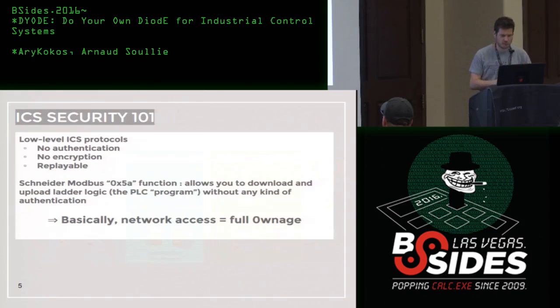And I suggest we continue by introducing the security level nowadays of ICS. So here again, I'm oversimplifying just for the sake of introduction. The problem we have in ICS security: the PLCs, when they talk to each other or when they exchange information with the SCADA network, they use specific protocols. We can say Modbus, Profinet, S7, and they all share the same thing. It's the lack of security.